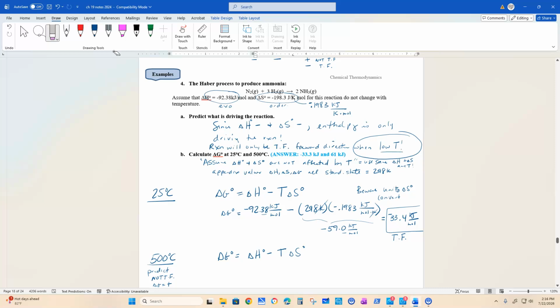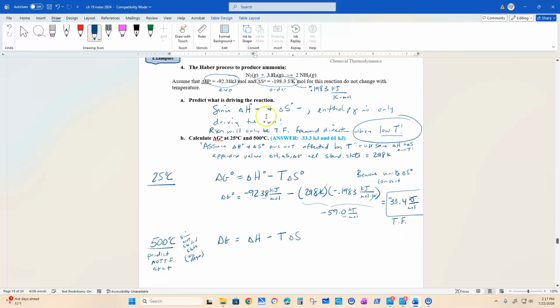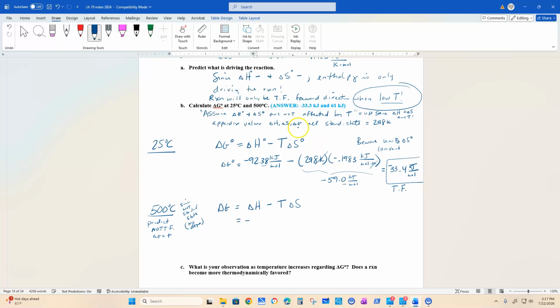Because it is not standard state, we got to take these little degree signs off. Okay, so I'm going to make a note. Since it's not standard state, I'll just put right here, no degree. Still calculate the same way. So I'm going to get negative 92.38 kilojoules per mole. And then minus, now I got to take this 500 and I got to add it to 273.15. I'm going to change this to put a decimal right there to keep 3 sig figs going.